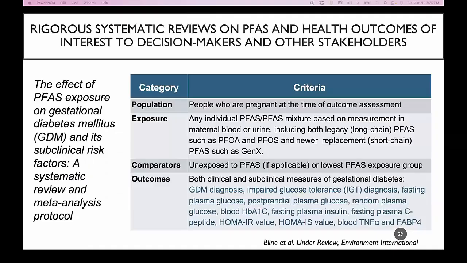We're also using the database as a platform from which to conduct rigorous systematic reviews on PFAS and various health outcomes of interest. We started with gestational diabetes and are applying elements of OHAT and UCSF's Navigation Guide frameworks for conducting systematic reviews on environmental data, and meta-analysis on both clinical and subclinical measures of gestational diabetes that have been examined in recent human observational studies. And the protocol for this is currently under review by the journal Environment International.